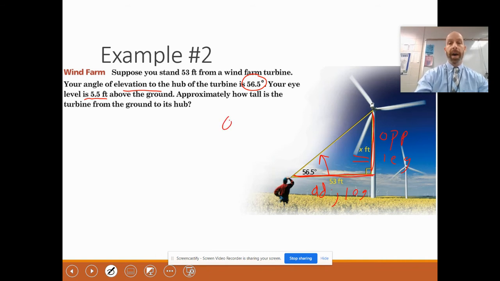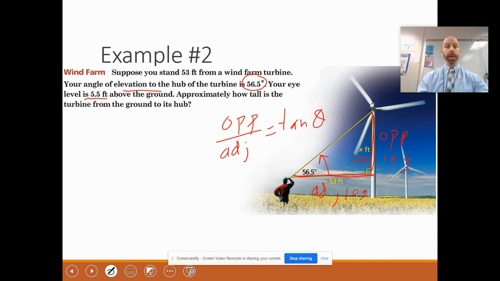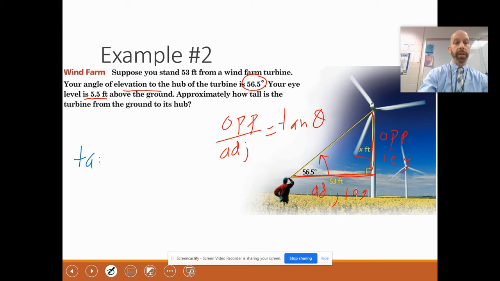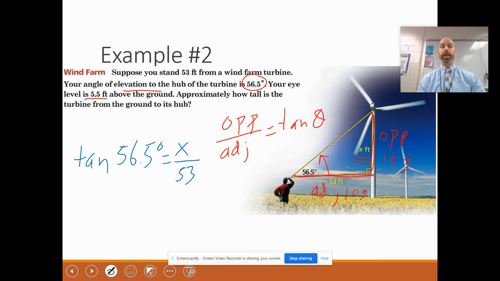So if we have opposite over adjacent, I think that's tangent. So we're going to need tangent of theta. In other words, and here's the key, the tangent of 56.5 degrees is going to be equal to x over 53. This is the equation that we need to solve for this particular problem to figure out that distance x.